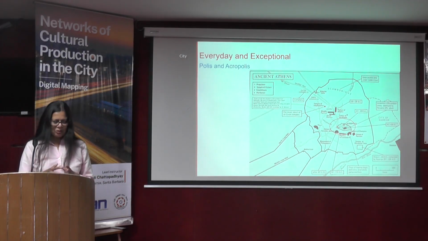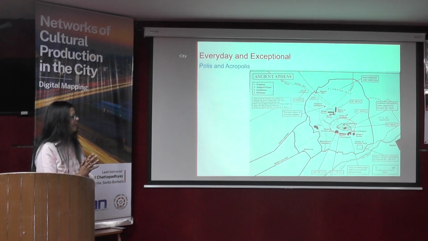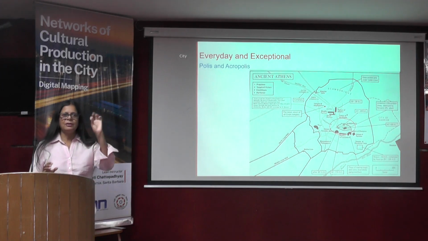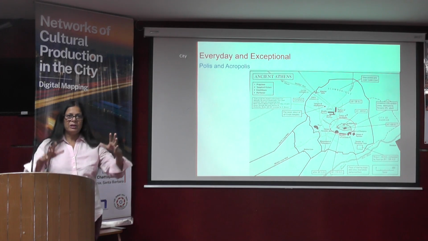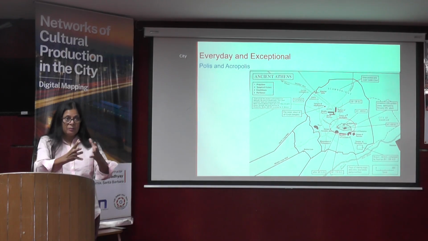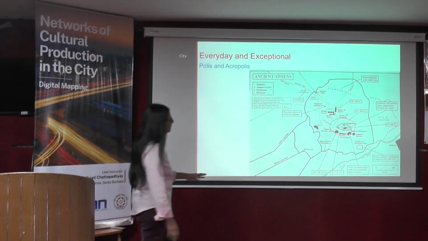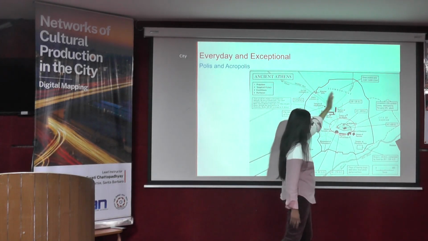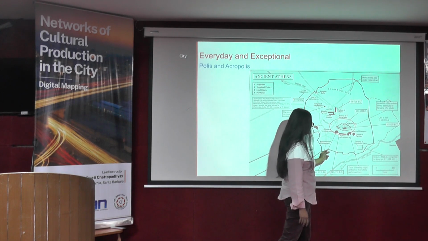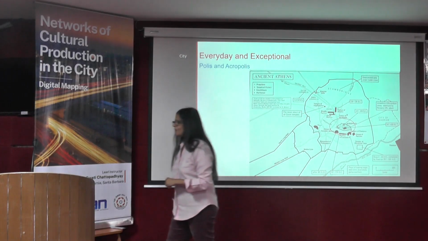I'm doing a very simplified explanation here. One way to understand Athens is that it has two parts. It has the Acropolis, which is the sacred city, and the polis, which is the agora, the marketplace. This is all of this, and it's a walled city. Walls have been built and rebuilt many times. This is on higher ground. That's the Acropolis.